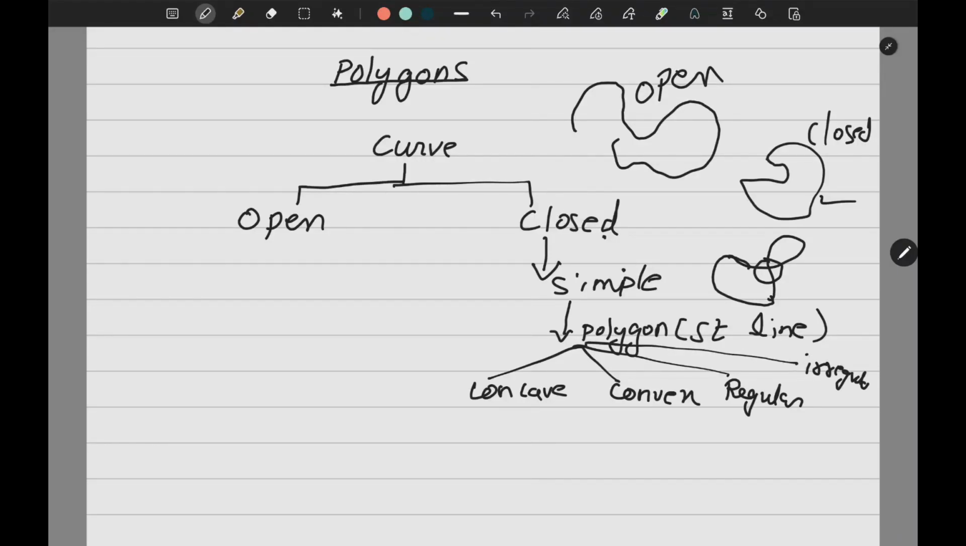Now, what is a concave polygon? A concave polygon is a polygon in which at least one angle is more than 180. For example, if I draw like this, look at this one. There are two ways to recognize a concave polygon. One, at least one angle is more than 180.